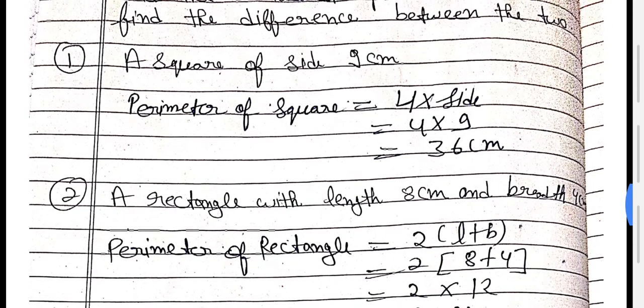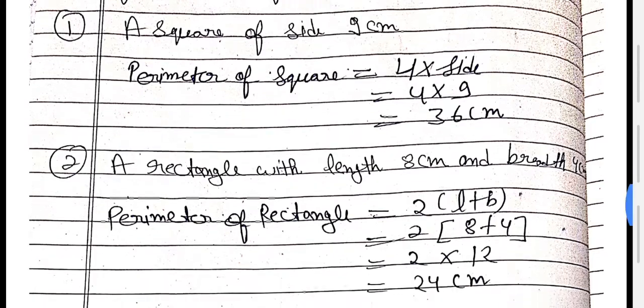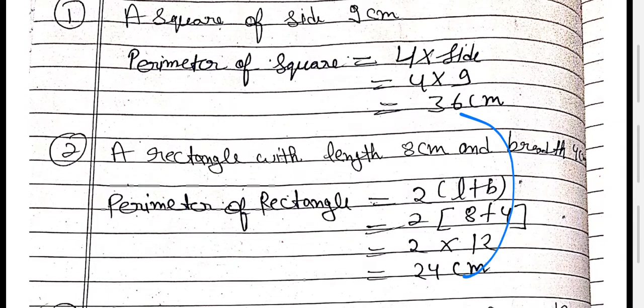Now which figure has the greater perimeter? Obviously square was 36. And which figure is the smallest? That is rectangle. And what is the difference? Difference means minus. You have to subtract this one, you will get your answer.